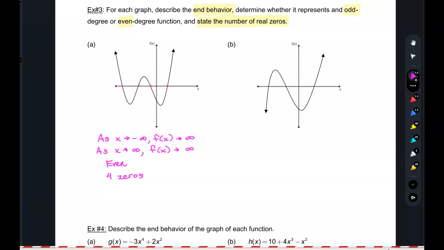Did you talk about turning points? State the number of real zeros. There can be more real zeros than... No, well, based on this, that's all we can see. There could be more to the graph, but all of what we can see is 4. Okay, how about the next one?